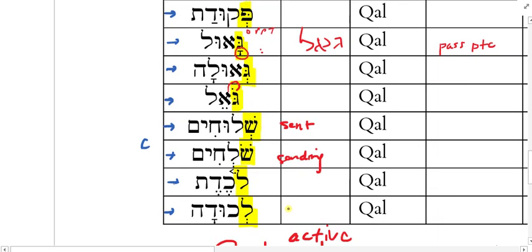Lokedet. What's lachad mean? To capture. Is this active or passive? Active. So I'm going to translate this as capturing. And then lukuda is active or passive? Passive. So it's captured. Captured with respect to a woman. Lokedet, capturing with respect to a woman. So the woman is capturing in this one, and the woman is captured in this last one. Okay? All right. Let's take a look at your translation exercises now.